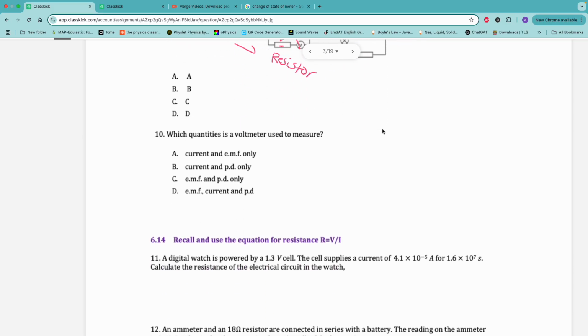Which quantities is a voltmeter used to measure? We agreed voltmeter is a device used to measure voltage, potential difference if you find any of these, or EMF. Current, no. So all options with current will be eliminated. So the only correct option is C.